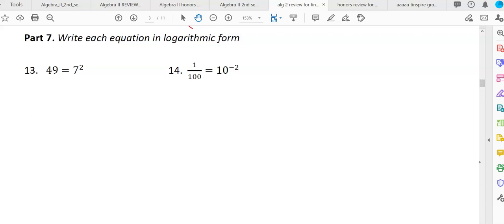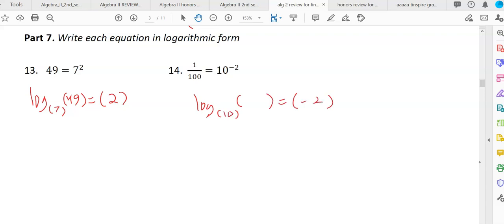All right, log form. So log form would be log base of something of a number equals some number here. So the base is always down low. That's going to be 7. The exponent's always on the other side, and the 49 would go here. And this one, same thing. So let's put in log form. So it'd be log base of something of a number equals some number. So the 10 is down low, the negative 2 is the exponent on the other side, and then the 1 over 100 would go here.